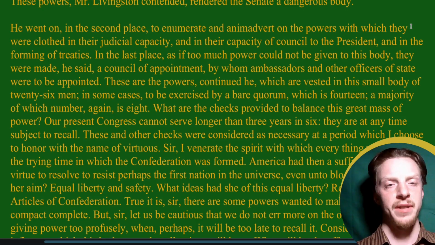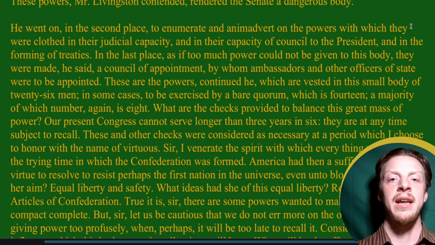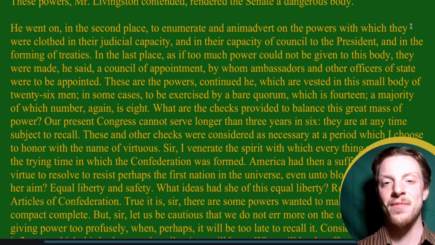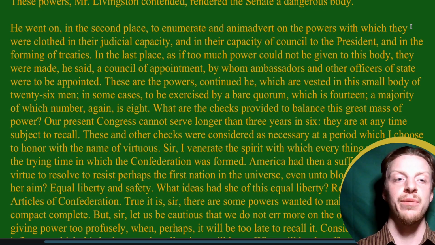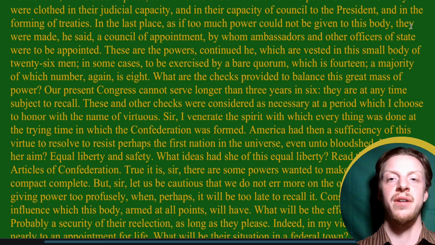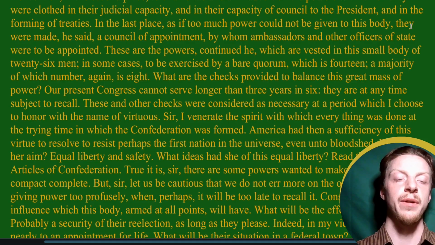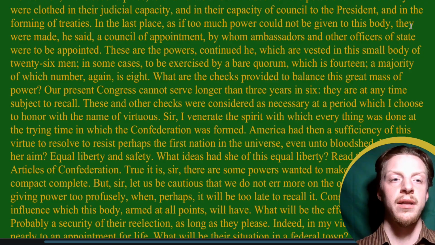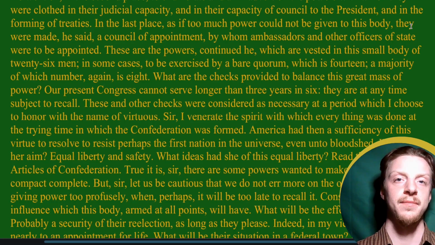He went on, in the second place, to enumerate the powers with which they were clothed in their judicial capacity and in their capacity of counsel to the President and in the forming of treaties. In the last place, as if too much power could not be given to this body, they were made, he said, a council of appointment by whom ambassadors and other officers of state were to be appointed.